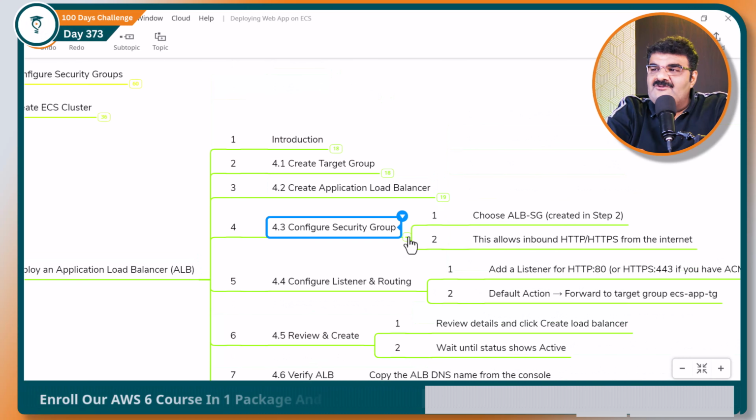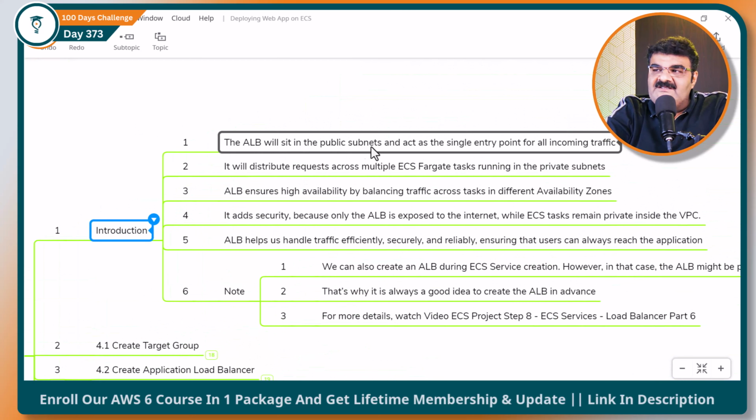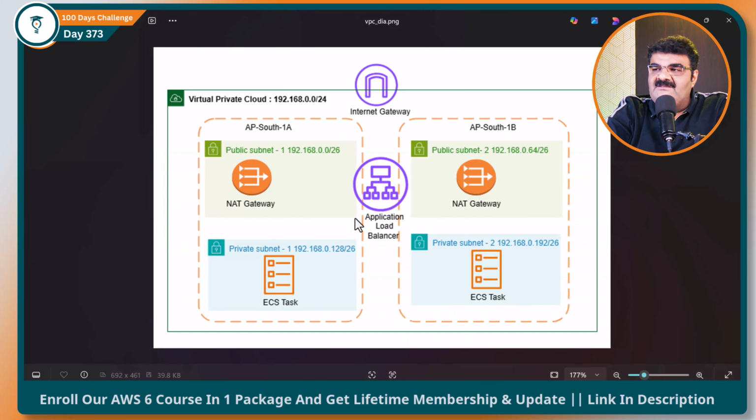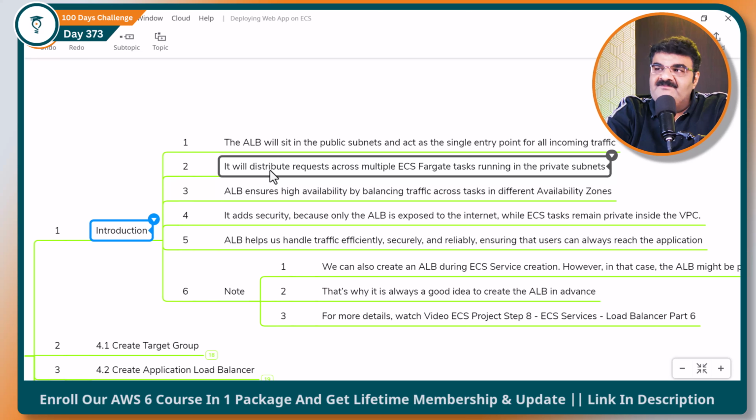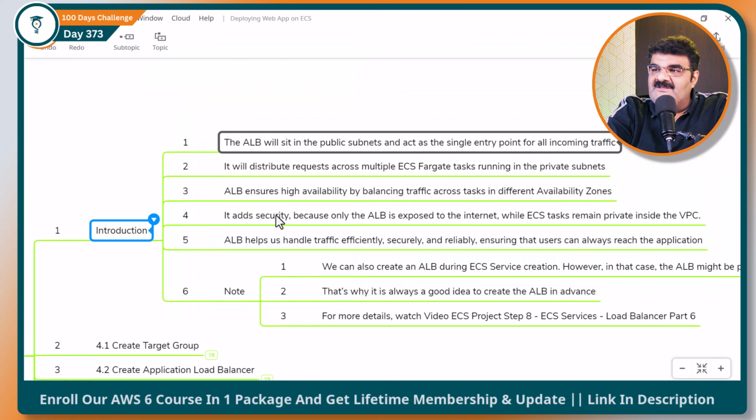As always, we are going to start with the introduction first. The ALB will sit in the public subnet and act as a single entry point for all incoming traffic. This is the diagram we have. Traffic will hit the application load balancer, and the application load balancer will load balance the traffic among all the running tasks. It will distribute the requests across the multiple ECS Fargate tasks running in the private subnet. Look at this, our task is in the private subnet.